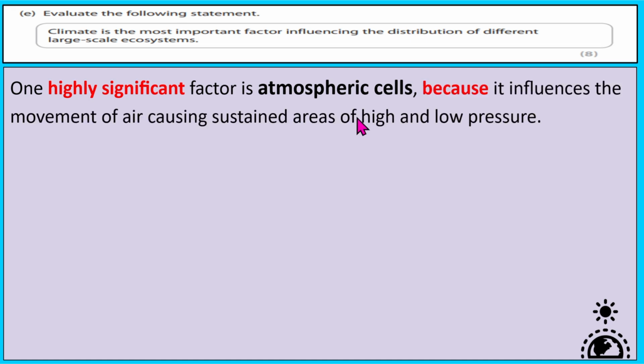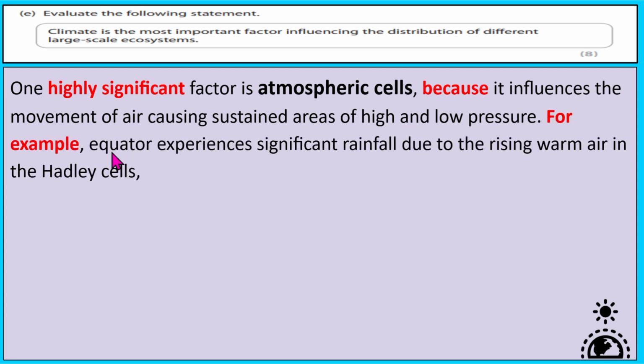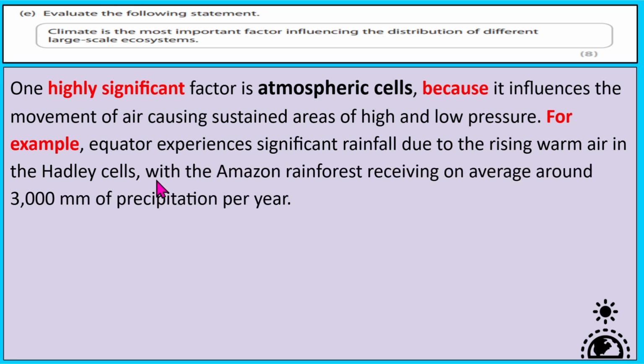Moving on to because. So this is our causes. Because it influences the movement of air, causing sustained areas of high pressure and low pressure. Yep, so I'm saying this Hadley cell process causes high pressure, low pressure. Perfect. For example, the equator experiences significant rainfall due to rising air, warm air, in the Hadley cells. So we know rising air causes precipitation from our diagram. With the Amazon rainforest receiving, on average, around 3,000 millimeters of precipitation per year.